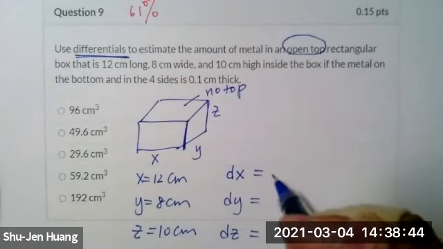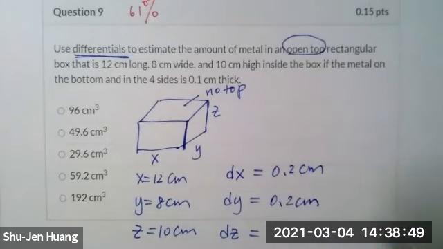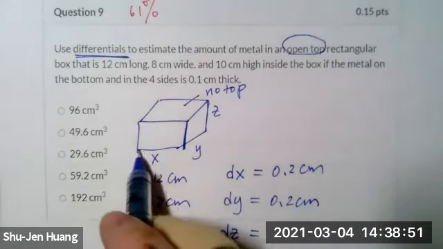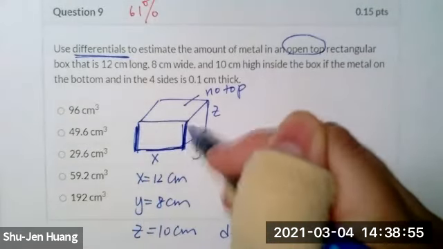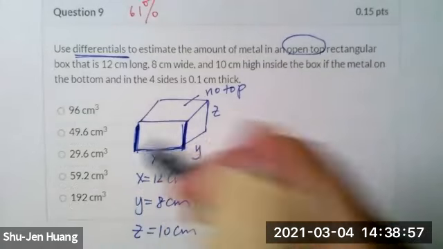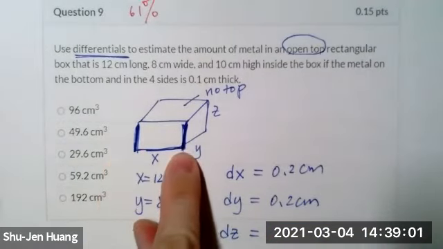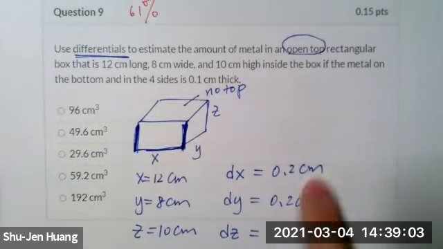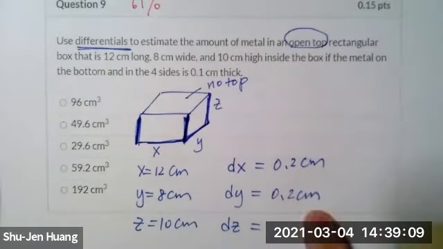Okay, so someone said dx, dy both 0.2. Why 0.2 here? Can you tell me why? So you can see this is x, right? And we need the metal on both sides to construct the box. So 0.1 on one side, another 0.1 on this side, so together 0.2. Same thing for y, and we need metal on both sides here, so 0.2.